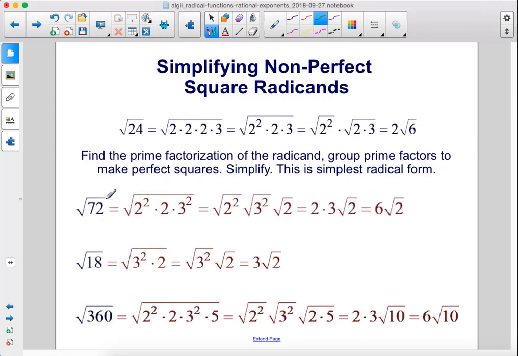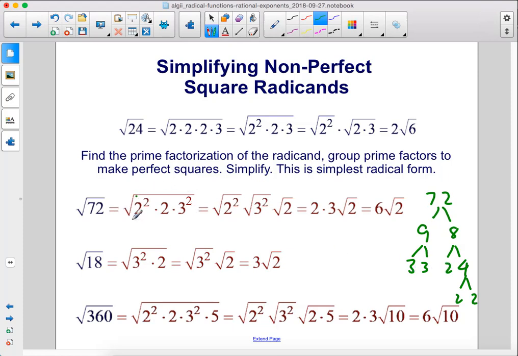For the square root of 72, we take 72, we break that down into 9 and 8. 9 breaks down to 3 and 3, 8 breaks down to 2 and 4, and this 4 breaks down to 2 and 2. So we have 3 times 3 times 2 times 2 times 2. So we can break that down into 2 squared times 2 times 3 squared.